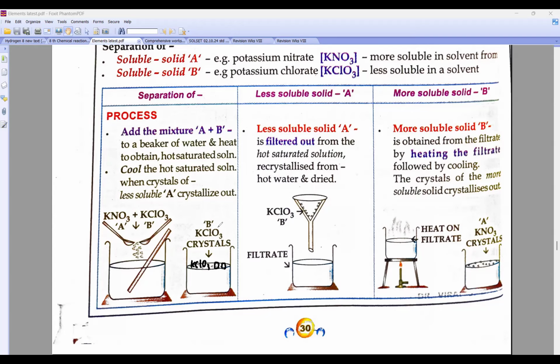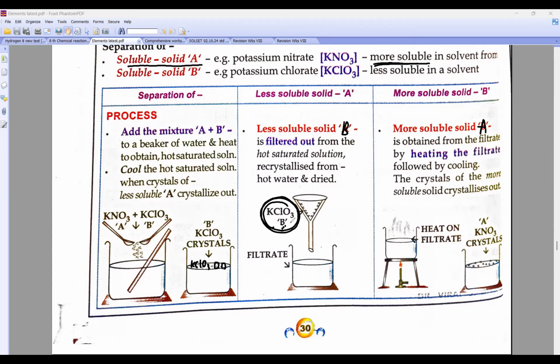Who is coming out first? Potassium chlorate is coming out, but here they have mentioned less soluble solid A. No, no. Who is here? Sir, he's talking about this KClO3. Yeah, that is an error, forget about that. Don't look at that A and B. Should we change it?